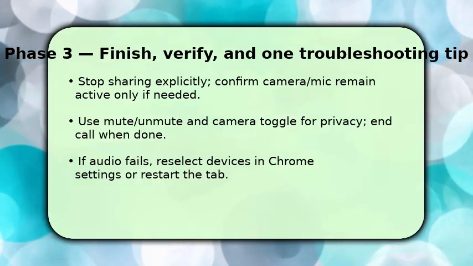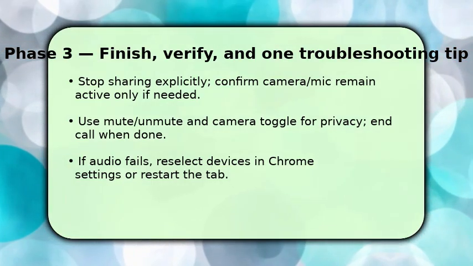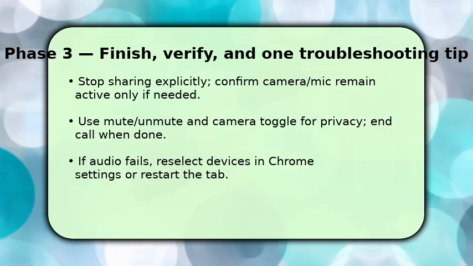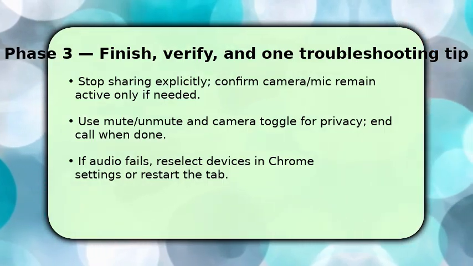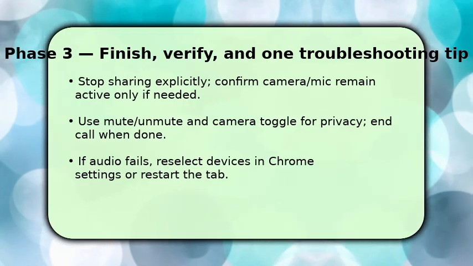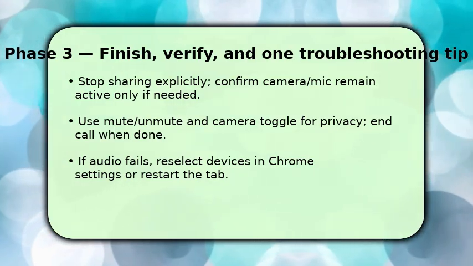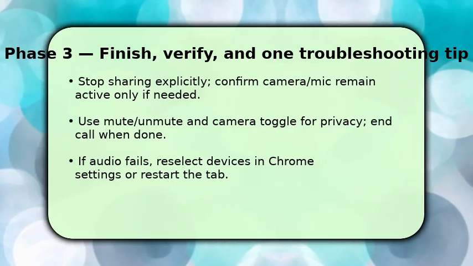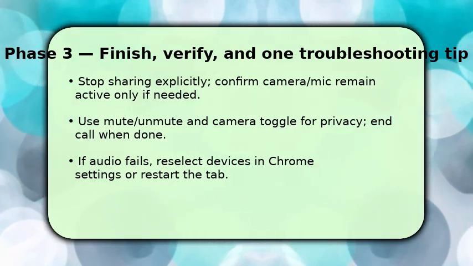If something goes wrong, try quick fixes. Toggle mute, reselect input/output in Chrome settings, or refresh the shared tab. If audio still fails, restart the browser or rejoin the meeting. These steps usually restore proper device assignment and clear temporary glitches.